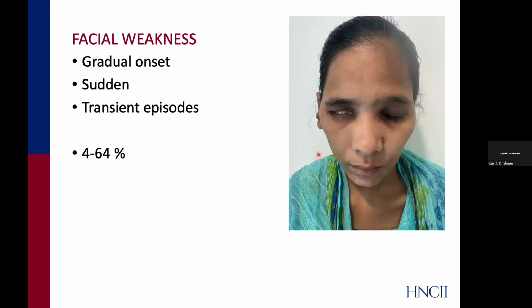Facial weakness, because of facial nerve involvement, is one of the most common symptoms of temporal bone malignancy and a severe sign. It can be gradual onset, sudden onset, or even a transient episode. If there is any inflammation because of the tumor, it can compress the facial nerve in its canal. And if the inflammation is resolving and waning, then you will have transient episodes of facial weakness. This is generally found in 4 to 64% of patients.